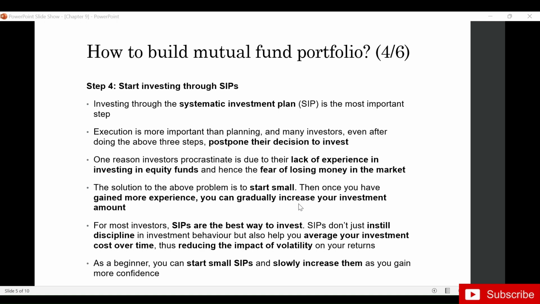For most investors, SIPs or systematic investment plans are the best way to invest because they instill investment discipline, and they help to average your investment cost over time, which helps you to reduce the impact of volatility on your returns. Hence, to conclude step 4, I would say that as a beginner, you should always start with small SIPs and slowly and gradually increase them as you gain more confidence.